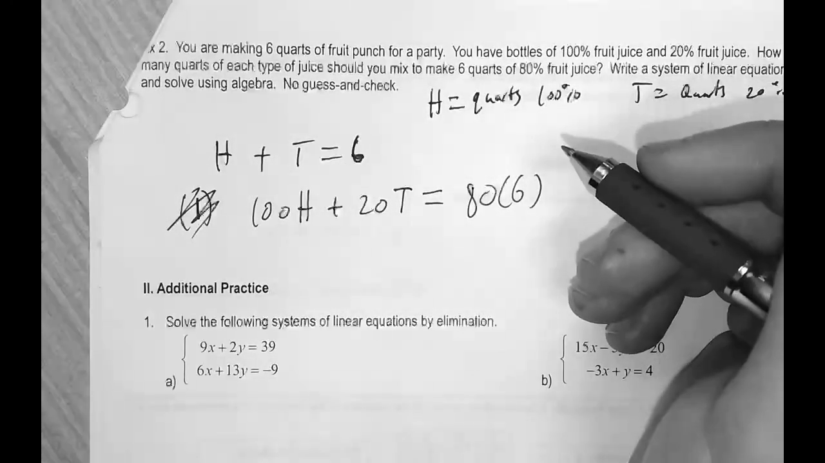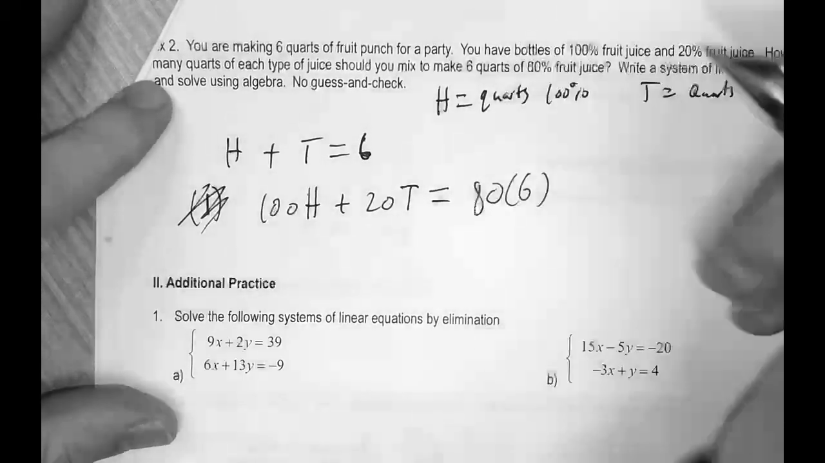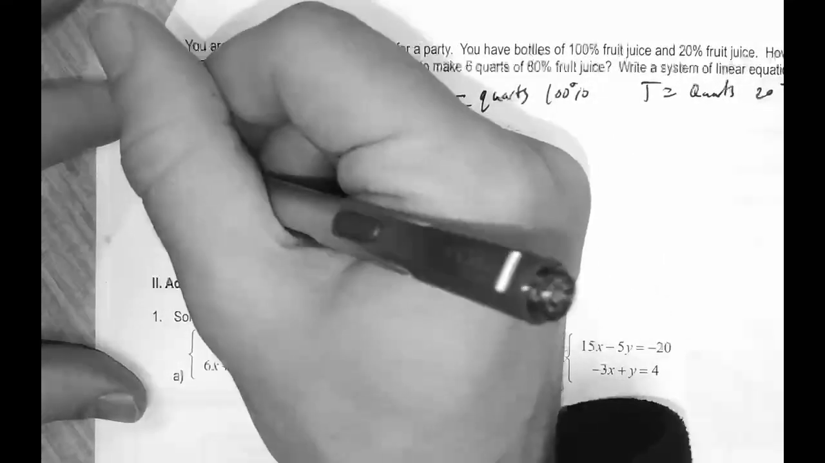Okay, so we're going to solve this. So let's use elimination because that's what we've been doing. So we're going to multiply this top one here by negative 100.